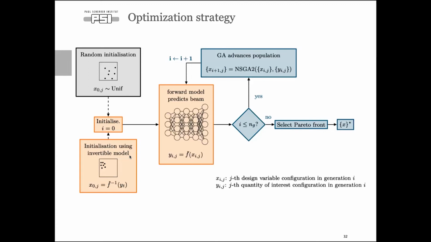Because it can happen that, for example, the operators have a good guess of which beam parameters are the optimal ones. And then we can plug those parameters into our invertible model to get some machine settings, which we use for initialization of the optimization algorithm.